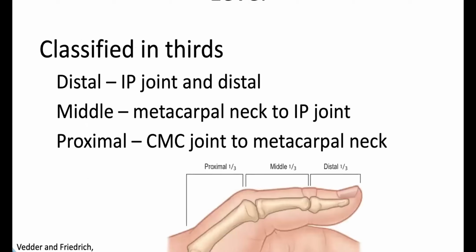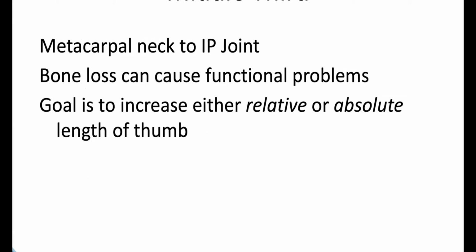And so when we think about the levels of amputation, we're really going to focus on what's been described as the middle third predominantly, so the metacarpal neck to the IP joint of the thumb. More distal amputations generally don't need any sort of reconstruction, and more proximal amputations around the CMC joint become a little bit more challenging. So we're going to focus on that middle level. Bone loss here can cause a functional problem. So our goal is either to create an absolute increase in length with toe transfer, or a relative increase in length with distraction and web space deepening or other options.